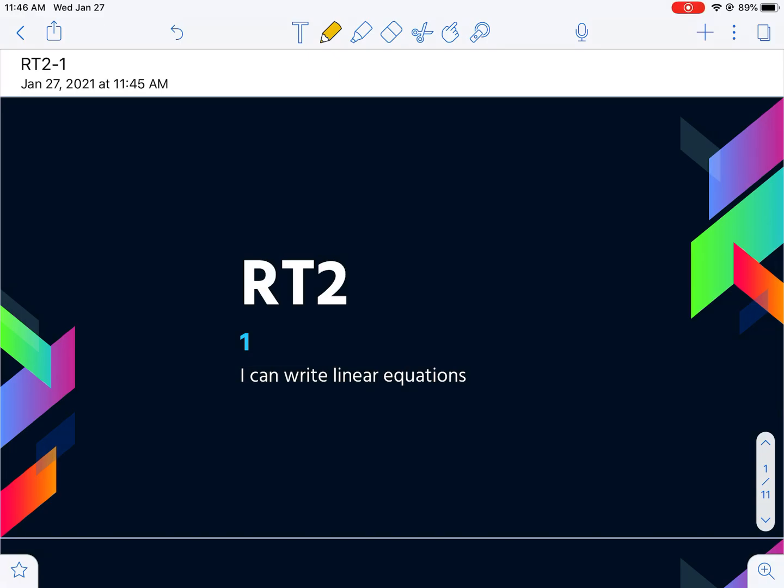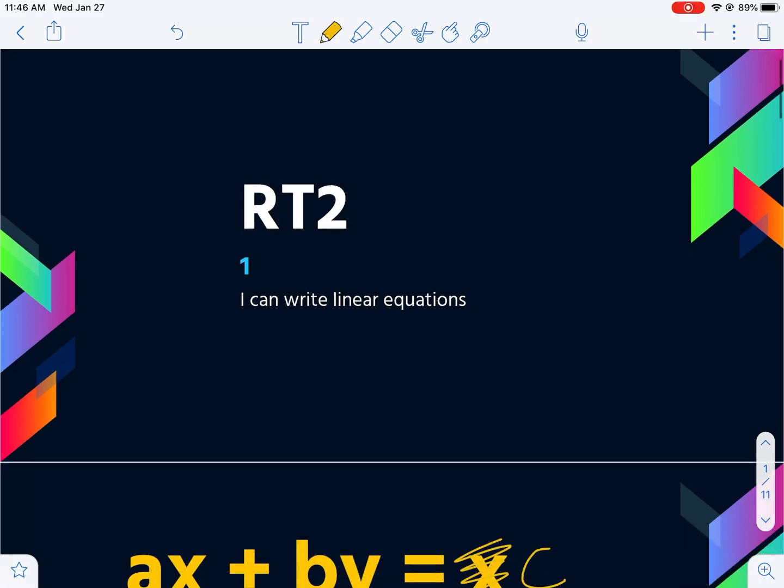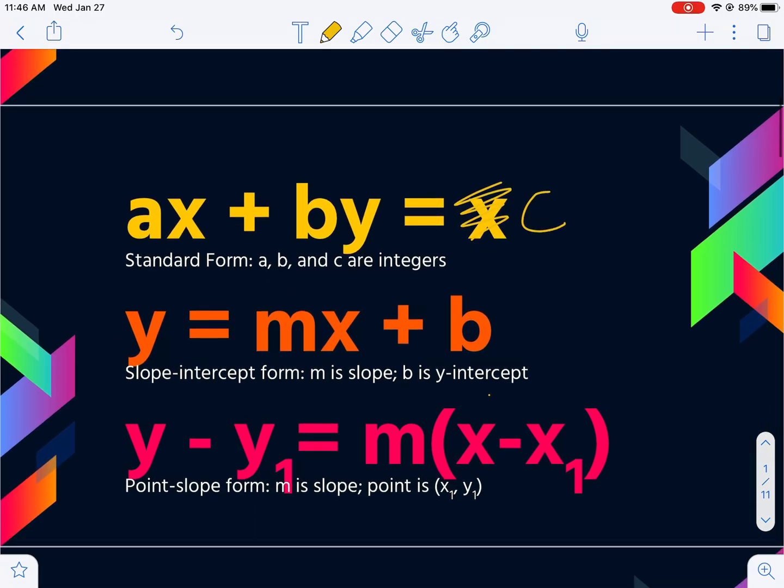On RT2-1, we're going to write linear equations. And I apologize, there's a typo on these notes. In standard form, a, b, and c are going to be integers, and you'll write your equation as ax plus by equals c. You're also probably familiar with slope-intercept form, which is y equals mx plus b, where I put slope in for m, and my y-intercept goes in for b. And then I have point-slope form, where m is my slope, and I have some point x1, y1.